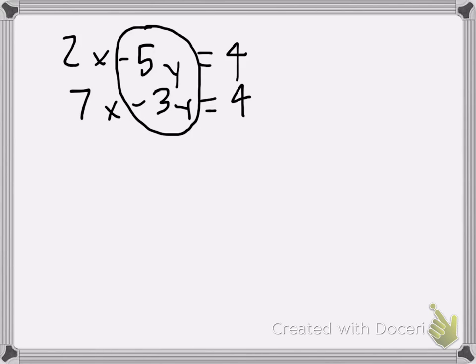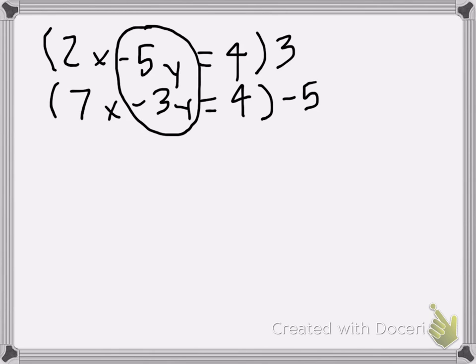So I'm going to turn one of them into 15 and one of them into -15 by multiplying the whole equation by some number. I'm going to take the top equation and multiply it by 3, because 3 times -5 will give me -15. And that means I need to take my second equation and multiply it by -5, because -5 times -3 will be +15.